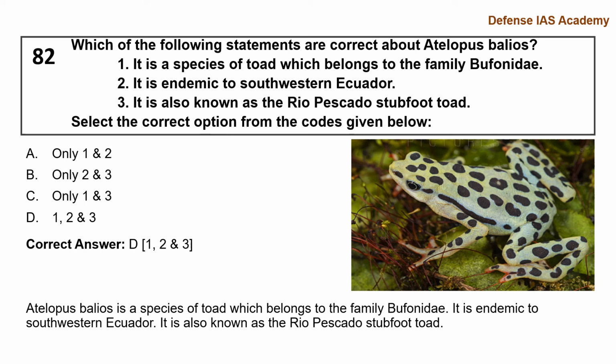The Atelopus balios is a species of toad which belongs to the family of Bufonidae. It is endemic to the southwestern Ecuador. It is also known as Rio Pescado stubfoot toad.